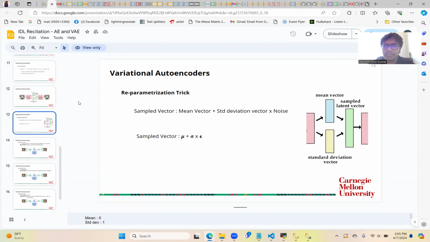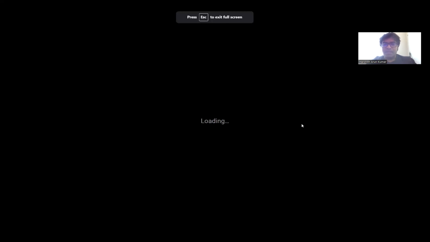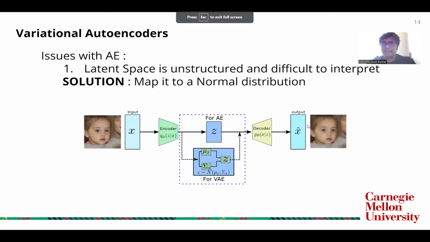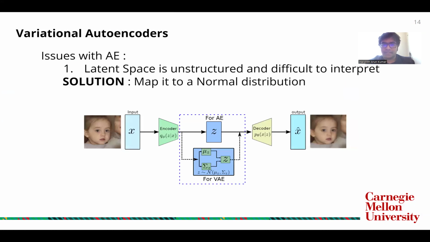One of the reparameterization tricks that we can use here is that we can create that sample latent vector using the mean and standard deviation so that it becomes easier to compute. So the issue with the autoencoders was that the latent space is unstructured and difficult to interpret. The solution would be to map it to a normal distribution, and this can be done, as we saw in the previous slide, by normalizing it to have a standard mean and a standard deviation.